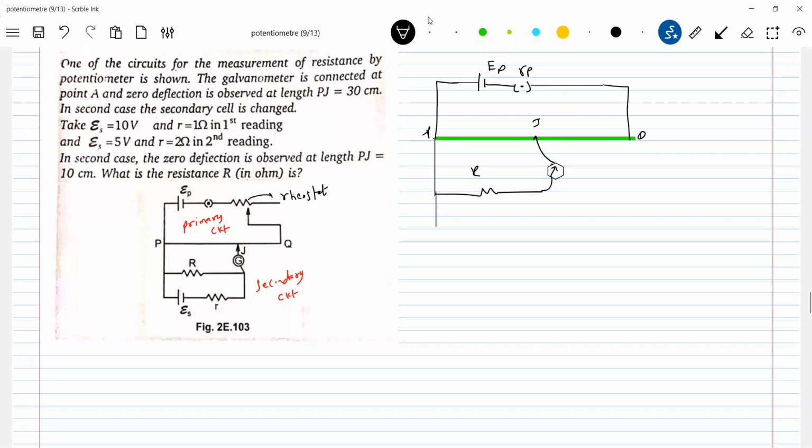First, what will happen? In the second case, the secondary cell is changed. In the first, I'll keep the secondary cell like this. So how much is this? 10 volt. Then 1 ohm. Call E1, R1. We have length L1. Okay, one more circuit.